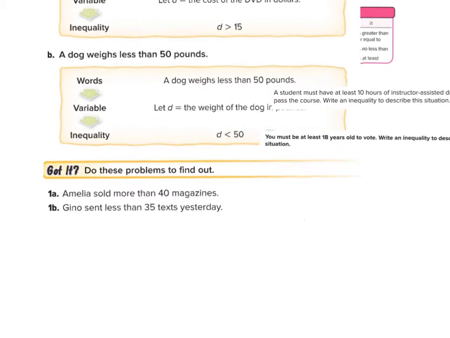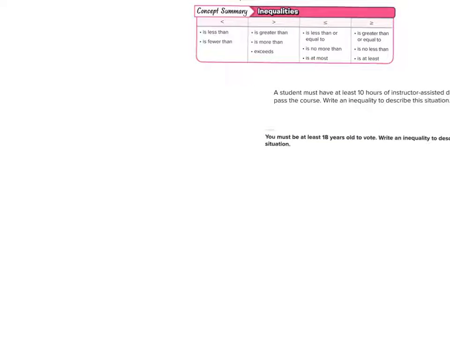Let's try a couple more. Amelia sold more than 40 magazines. So I'm going to use M for my magazines. She sold more than 40, so her magazines that she sold is greater than or more than 40. 1B, Gino sent less than 35 texts yesterday. So I'm going to use my T for texts. He sent less than 35. Okay, so let's try a couple more with wording that's a little bit different to look at.